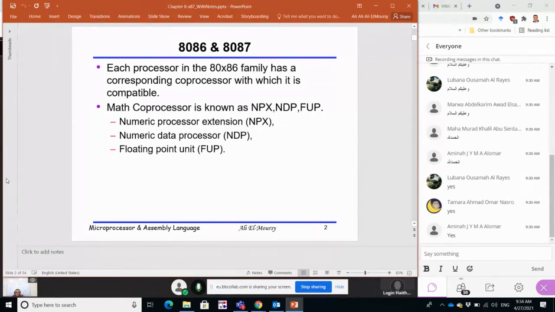It has different names. Some designers call it the numerical processor extension, NPX. Some others call it numerical data processors, NPD. And recently, the name that is conventionally and widely used is the floating point unit. So in the later designs of Intel or AMD microprocessors, they call it floating point units.